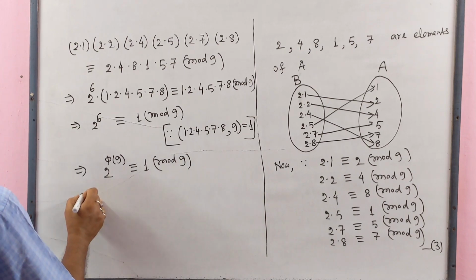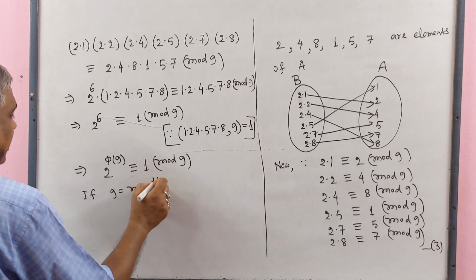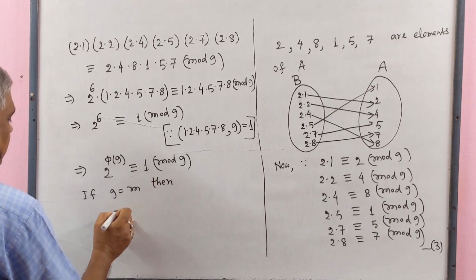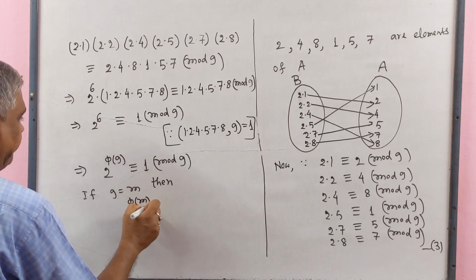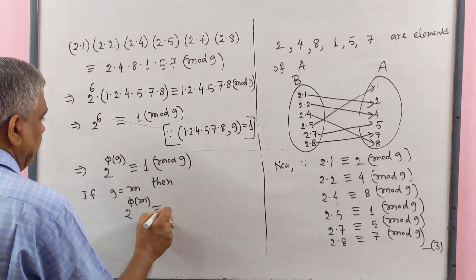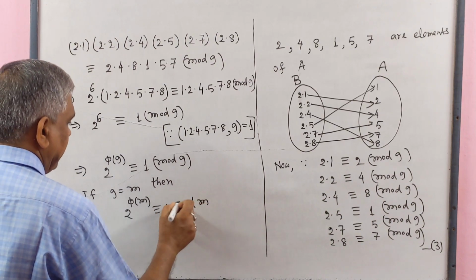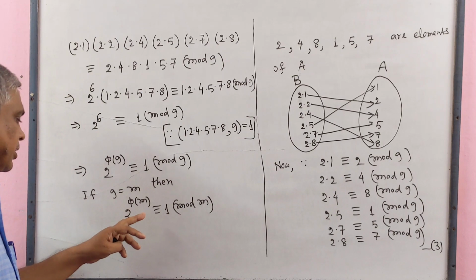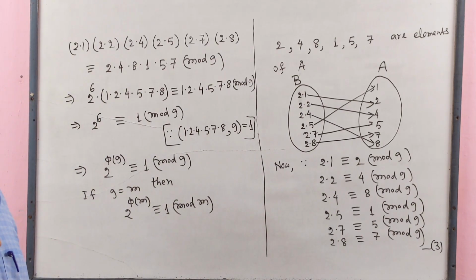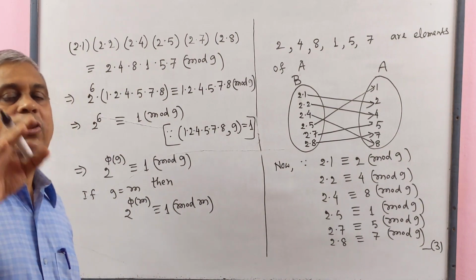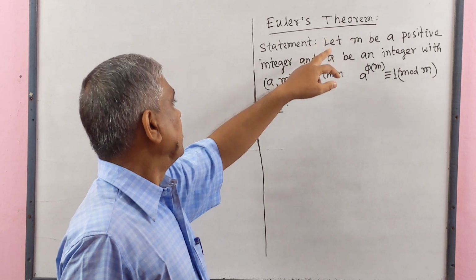If 9 equal to m, then we may write 2 to the power Euler's phi function of m congruent to 1 modulo m, and this is the Euler's theorem. Now we prove the Euler's theorem. Firstly, we state Euler's theorem statement.